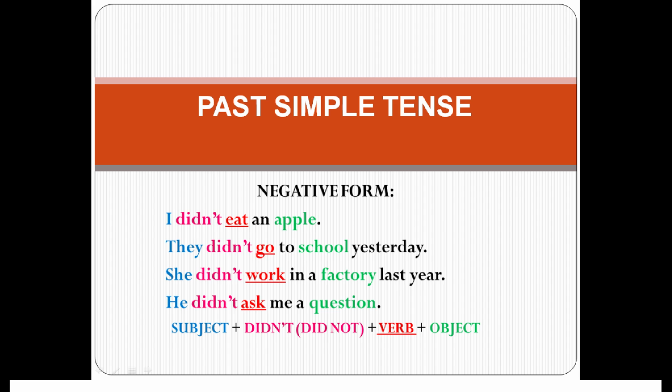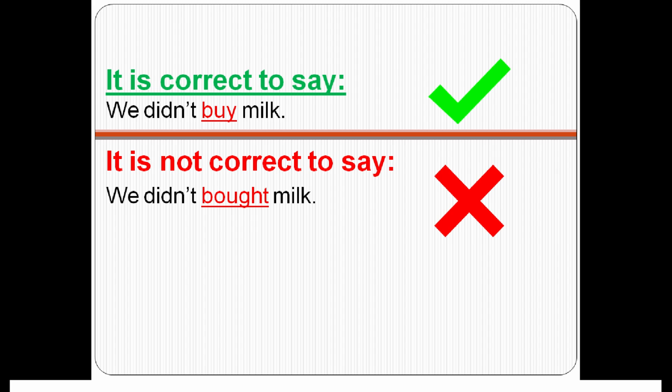If the question is, did she work in a factory last year? The answer would be, she didn't work in a factory last year. If the question is, did he ask you a question? The answer would be, he didn't ask me a question. Remember, subject plus didn't or did not plus verb plus object.